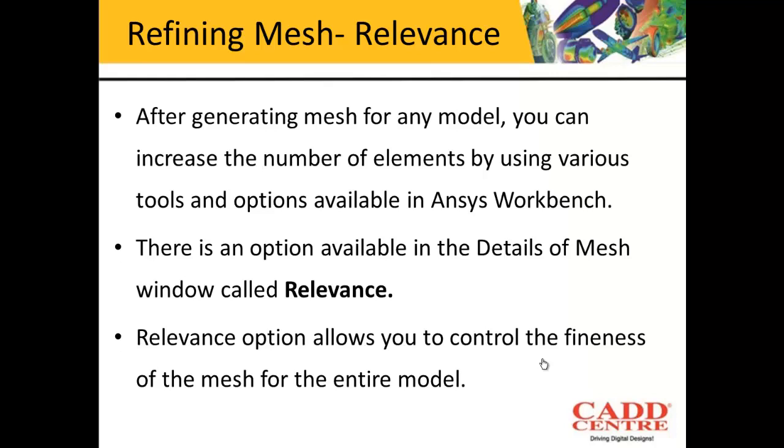After generating a mesh for your model, you can increase the number of elements using this relevance option. The relevance option is available in the details of mesh, and it allows you to control the fineness of the mesh for the entire model. Whenever you use the relevance option, it will control the fineness or coarseness of your mesh for the entire model. It cannot be applied to one single surface or an edge. It will happen on the entire model. That is why it is called a global mesh setting.